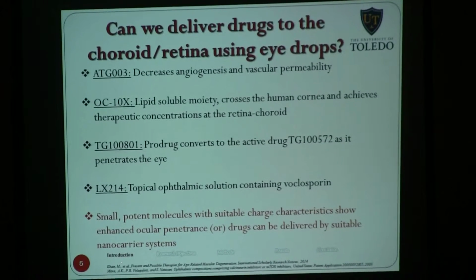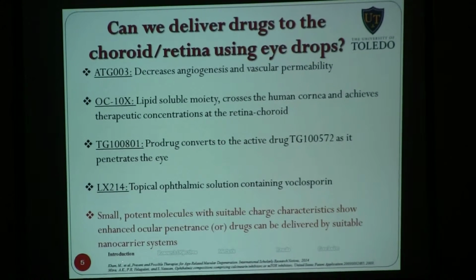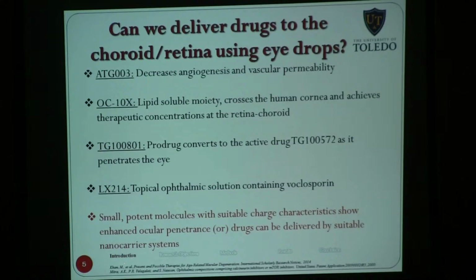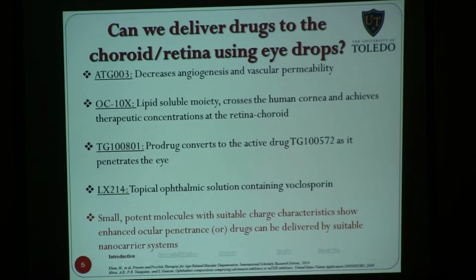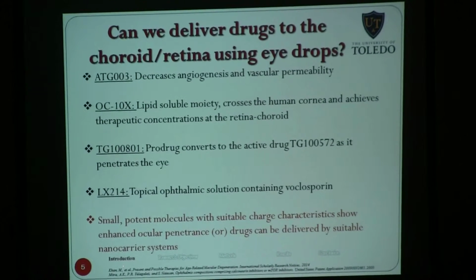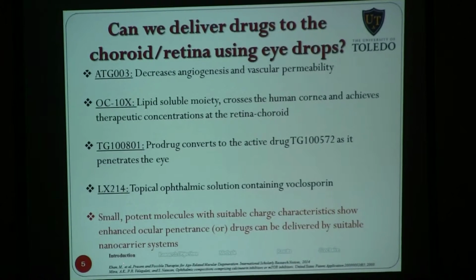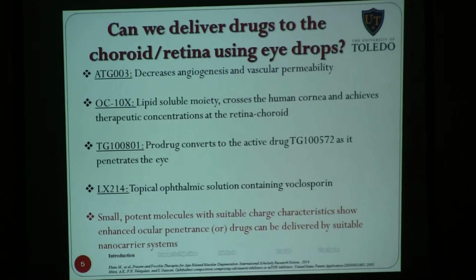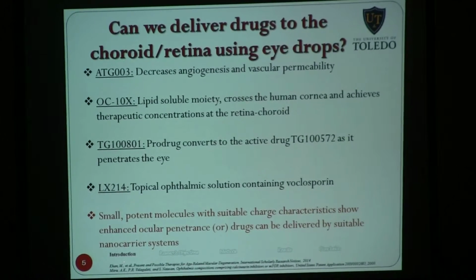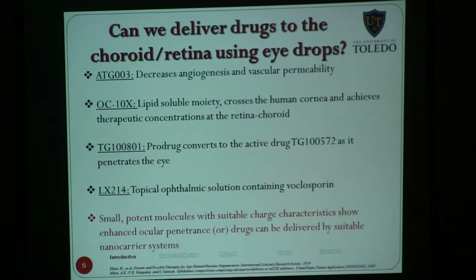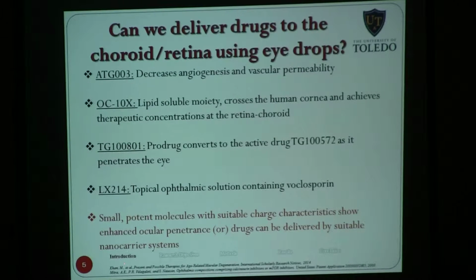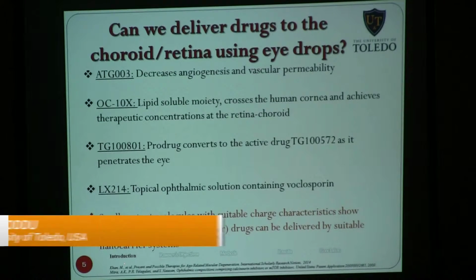That means they prove that we can pretty much deliver the drugs to the back of the eye upon topical administration. And I have just listed a few examples. We have ATG 003, which decreases angiogenesis after topical application. Then we have OC10X. Again, this is another molecule which is currently in phase 2 clinical trials.